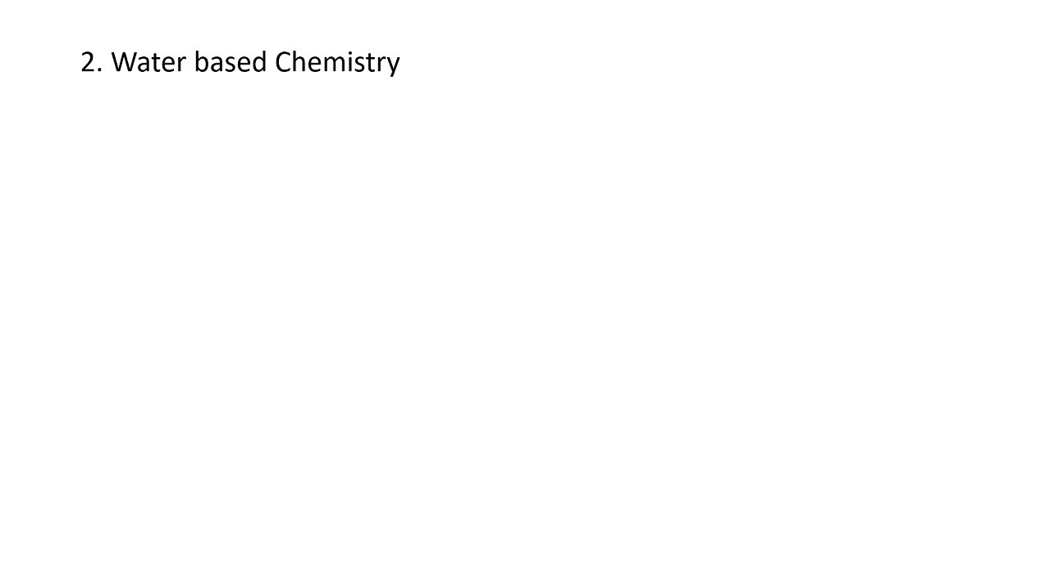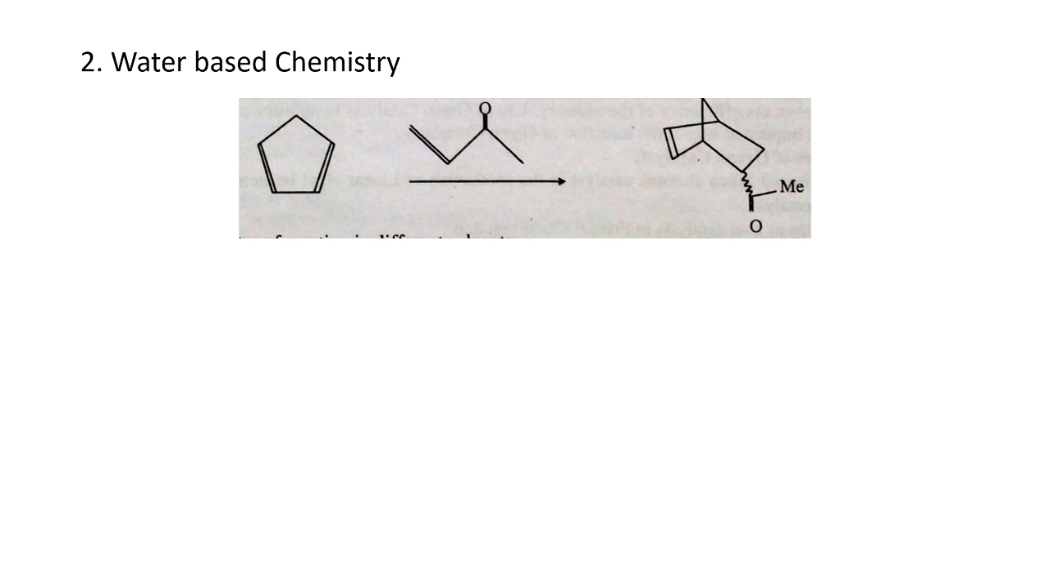Okay, and in some of the reactions, it is found that the use of water increases the rate of reaction. The example is the Diels-Alder reaction. Here you can see cyclopentadiene reacted with this alpha beta unsaturated ketone. Here a cycloaddition reaction is taking place, the Diels-Alder 4 plus 2. Some of you may not know this reaction.